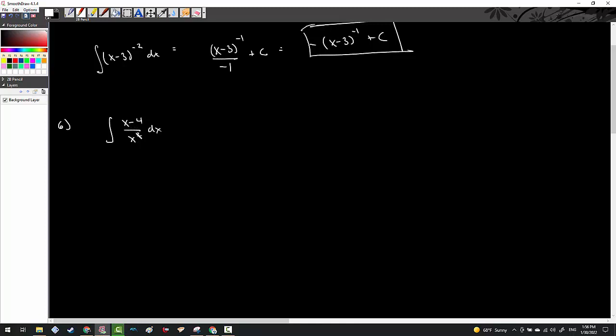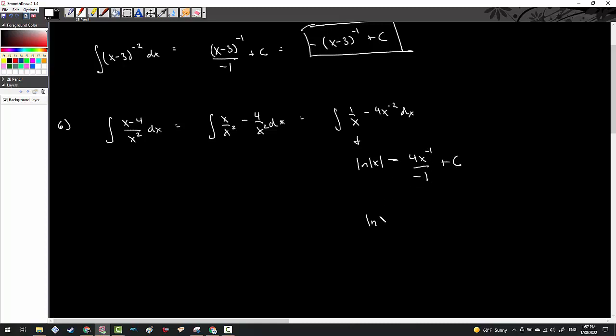I have a binomial over a single monomial, so that's going to be the integral of x over x squared minus 4 over x squared dx. Whoops, x squared. And so that's going to end up becoming the integral of 1 over x minus 4x to the negative 2 dx. And there's a reason why I wrote it like that. It's because this guy's going to become ln of absolute value of x. Be careful, he's not x to the 0 over 0. And he's going to become, looks like, minus 4x to the negative 1 over negative 1 plus c. You could simplify that out to say ln of absolute value of x plus 4x to the negative 1 plus c, and that would be the result of your integral.